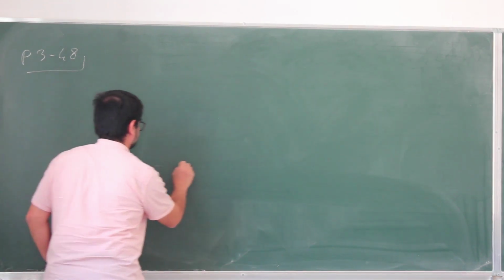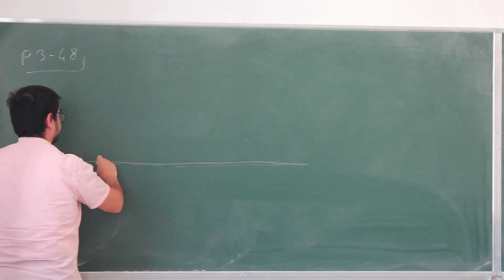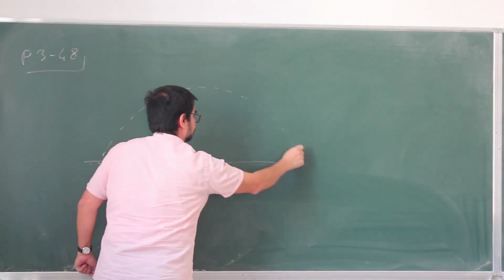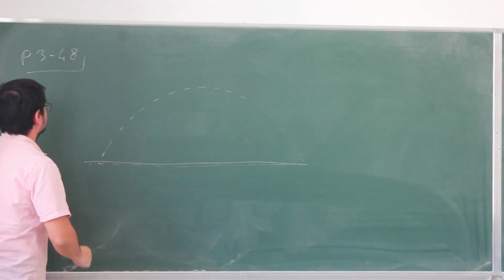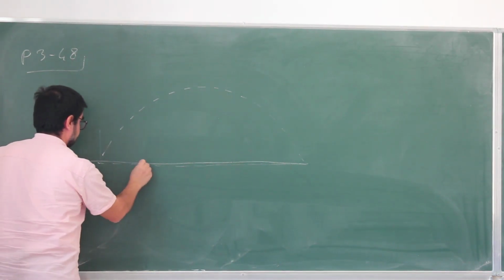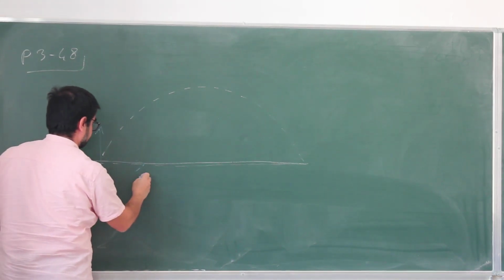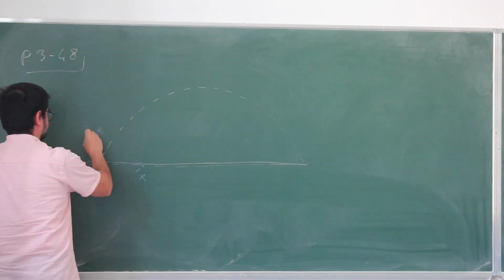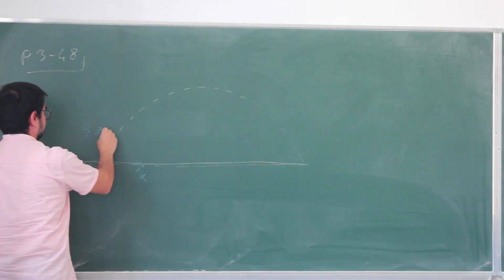So let's say that this is our ground level, and we have a projectile that's going to follow a parabola, and we are given the coordinate system. Let's put the origin here. There is no loss of generality with that. So this is going to be x, this is going to be y. They give us the directions in the problem.